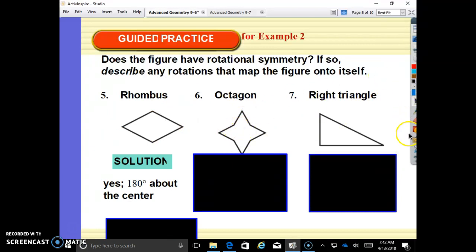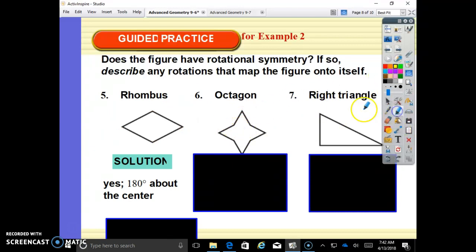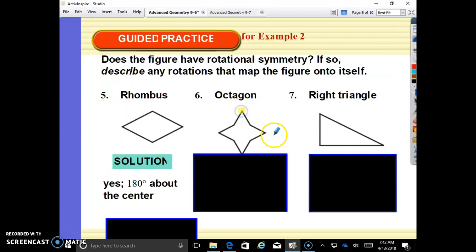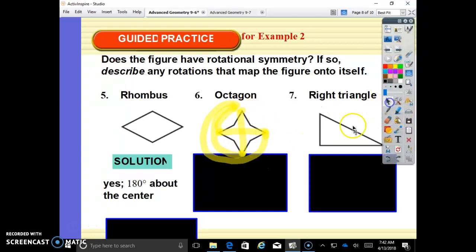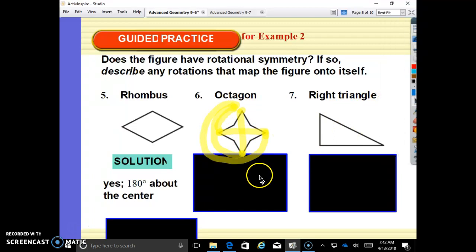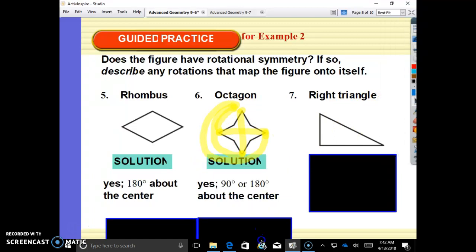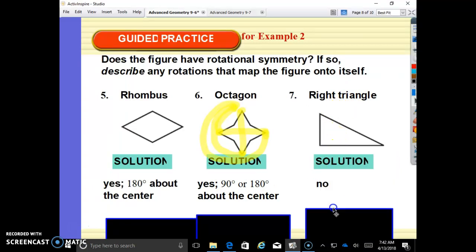How about this guy? This one's easier to see, right? What do you think? Each of these points could be rotated to here and it would look exactly the same. Does that make sense? So if we split that up, it's every what? 90 degrees. So 90, 180, 270, 360. They only went up to 180, so 90 and 180. Right triangle. No? All right.